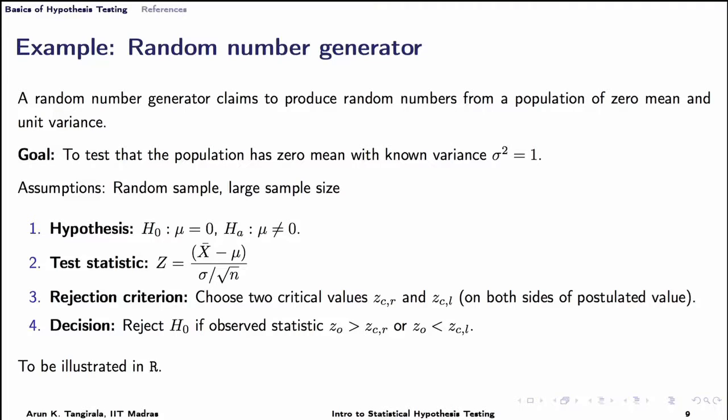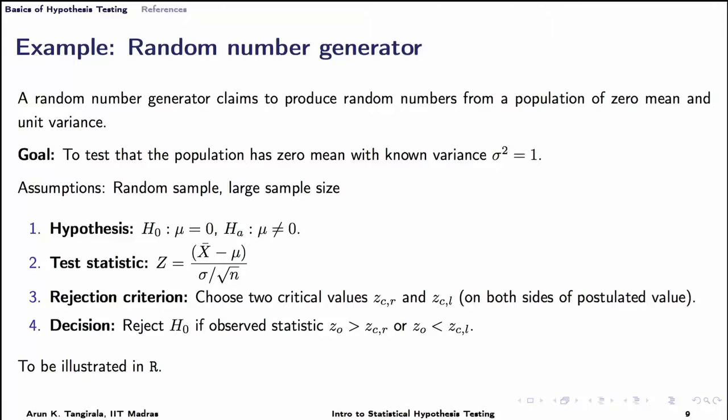And the assumption that we will make is that we will now draw random samples from this population, and the sample size is large. Now, this large sample size is only because we are going to use a sample mean, and we know that the standardized sample mean follows a standard Gaussian distribution regardless of the distribution of the population. If the distribution of the population is Gaussian, then we do not have to make this large sample size assumption.